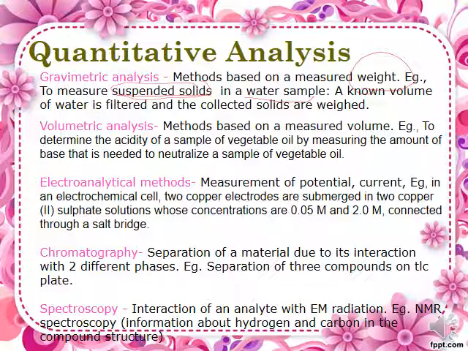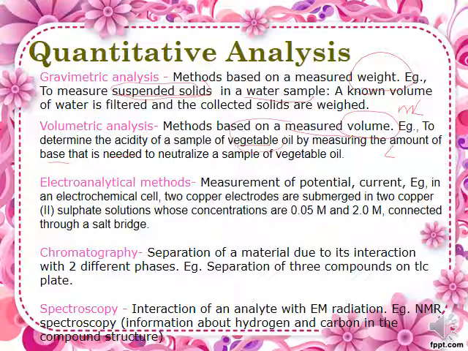The second type of quantitative analysis is volumetric analysis. It comes from the word volume, so it means a measured volume. Volume means the unit has to be in milliliter or liter. For example, to determine the acidity of a sample of vegetable oil by measuring the amount of base needed to neutralize the sample. So it involves the titration method here. We titrate the vegetable oil with base so that we know the acidity of the vegetable oil.